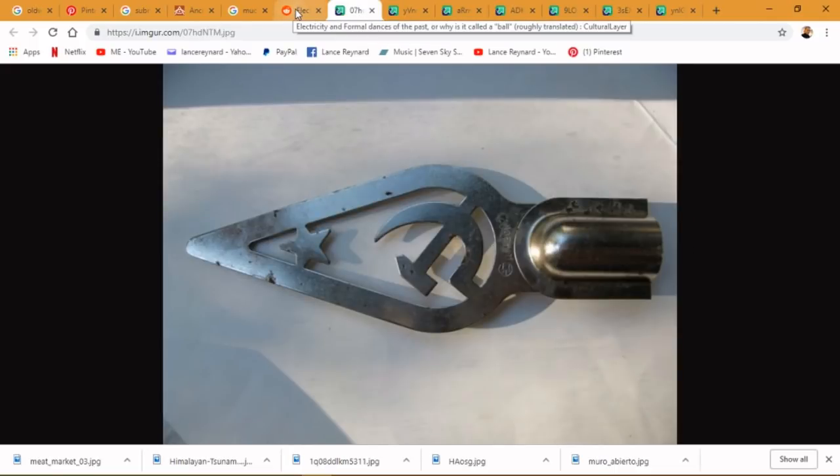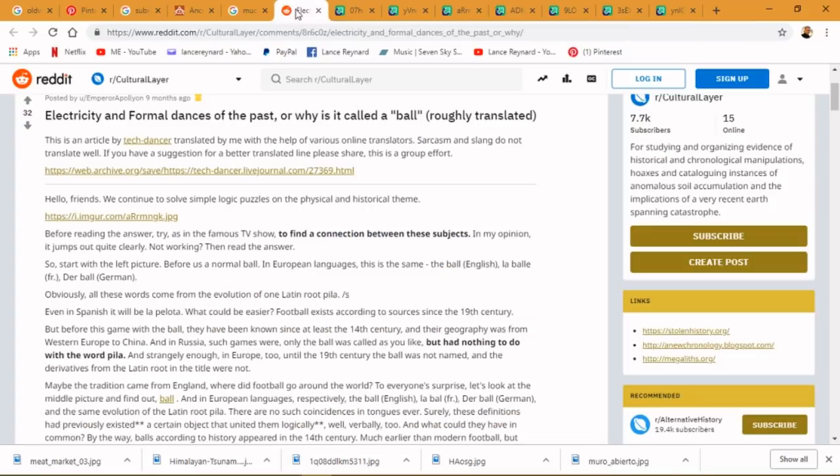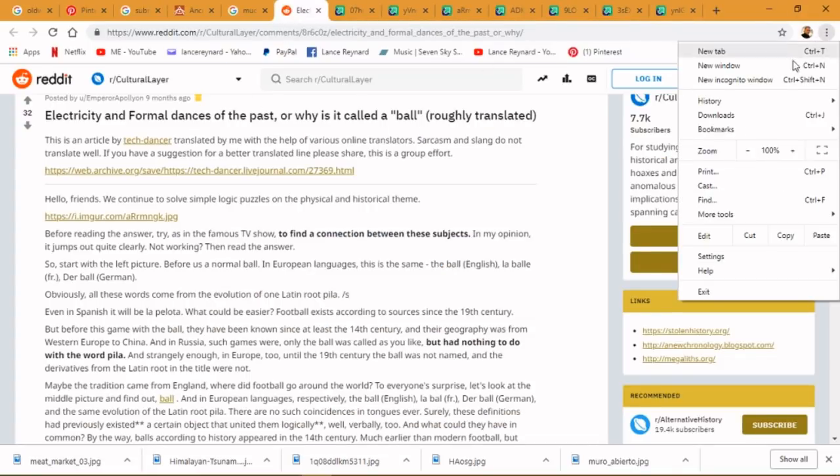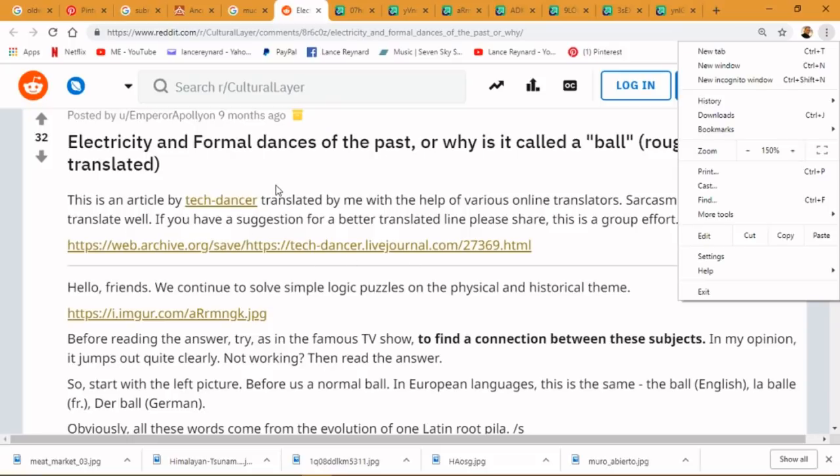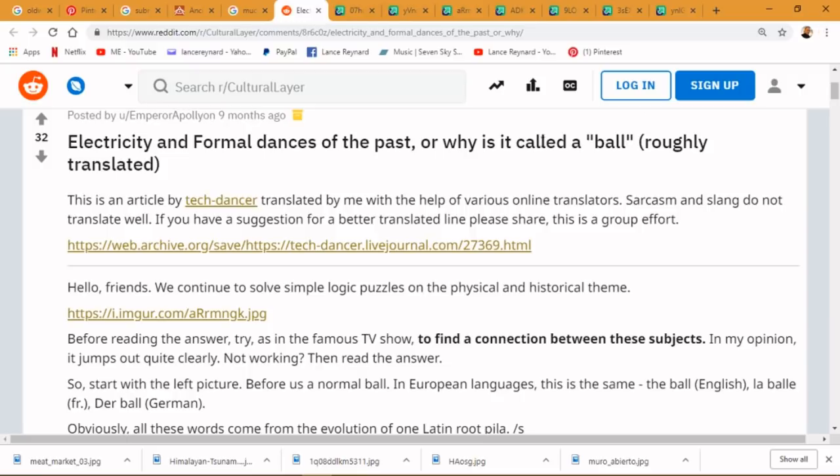That was at the tip of the metal and electricity and formal dances. Now, this is something that I just was like, what? All right. Electricity and formal dances of the past. Or why it is called a ball, roughly translated.